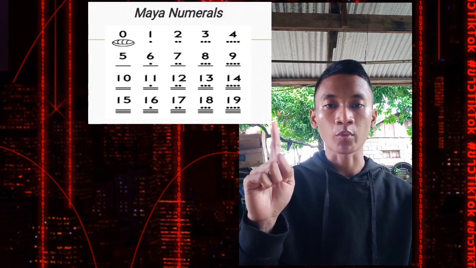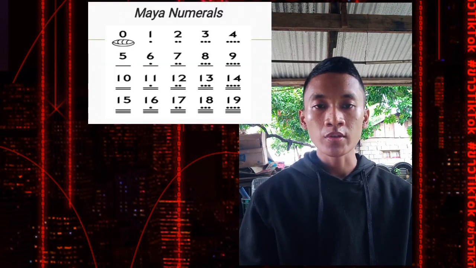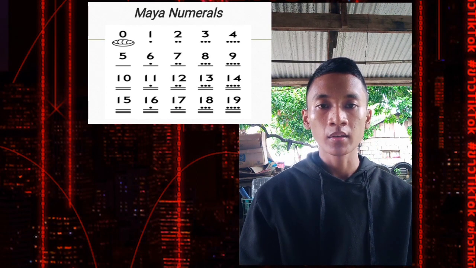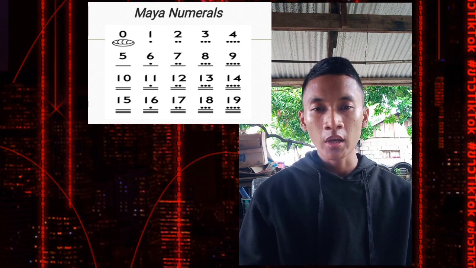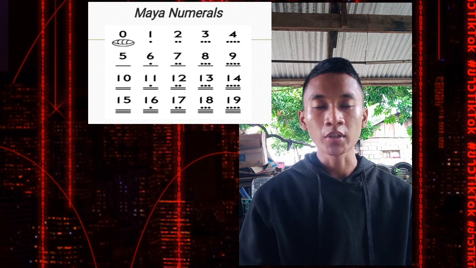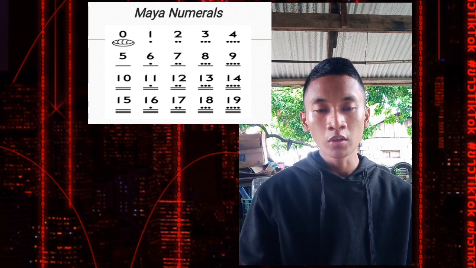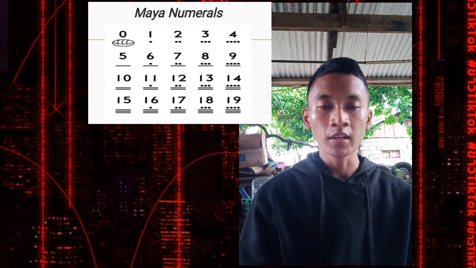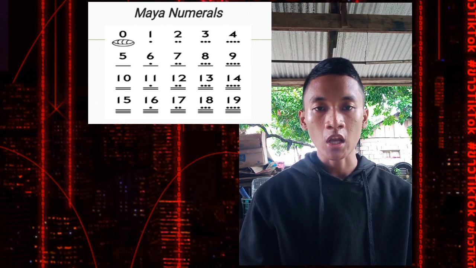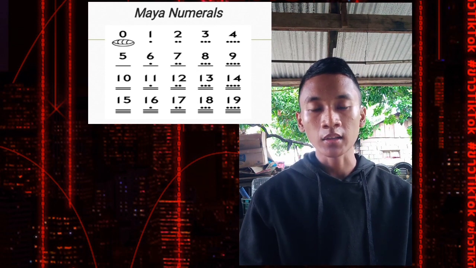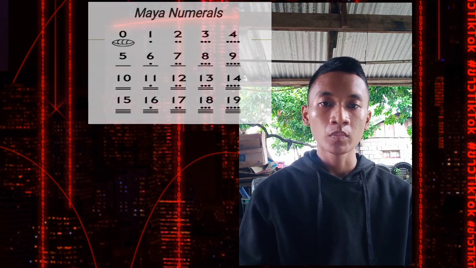So here's an example. As you can see from the example given, a shell represents the number 0, and a dot the number 1, and a bar the number 5. So all the numbers given are composed of a shell, a dot, and a bar.